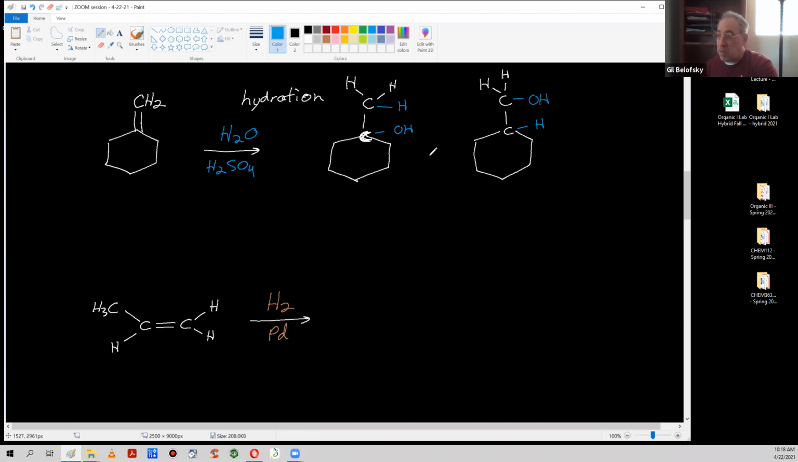And then you can see Markovnikov's rule. The H adds to the carbon that has more H's already to begin with. And so that's this one. So this one's the right answer. And the net reaction, addition of water to each carbon across the double bond, you would say, H to one, OH to the other.